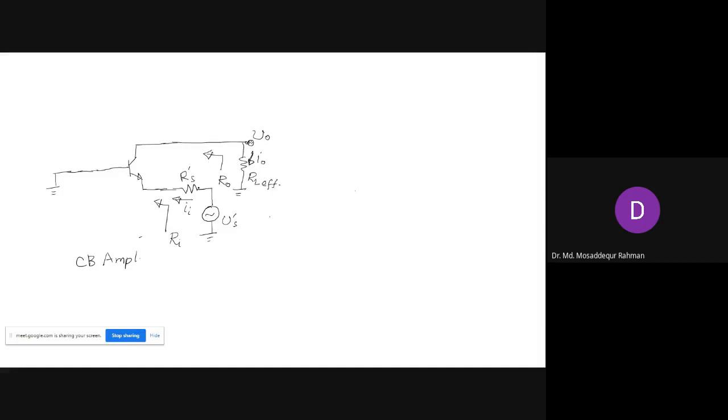So also for common base, we ground the base, and at the input side, at the emitter, where we apply the input for the common base, we have just the signal source with resistance in series, and at the output, which we take from the collector, we have just the load resistance. In this case, RL effective is our load resistance, and that is how the common base amplifier, the simplified form, will look like, and then we can analyze the different parameters.